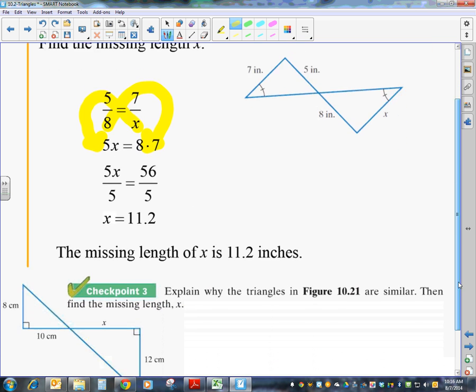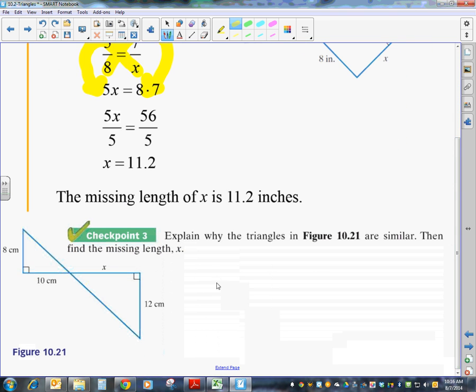So here is a different figure, and it says explain why the triangles are similar. They're similar again because of our angle-angle similarity that we've learned. Okay, we have these two angles that are both 90 degrees, and these two are the vertical angles. Okay, so you want to keep in mind which triangle you are going to put on top? Small over big.